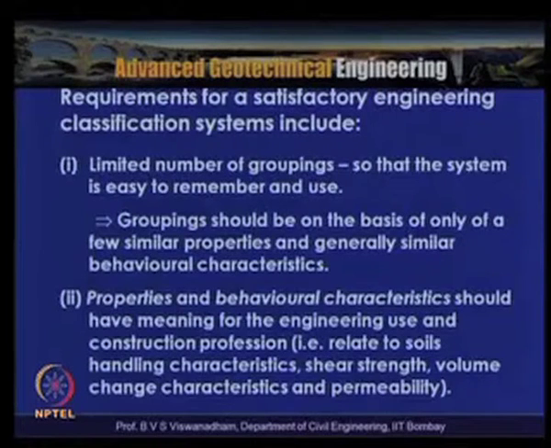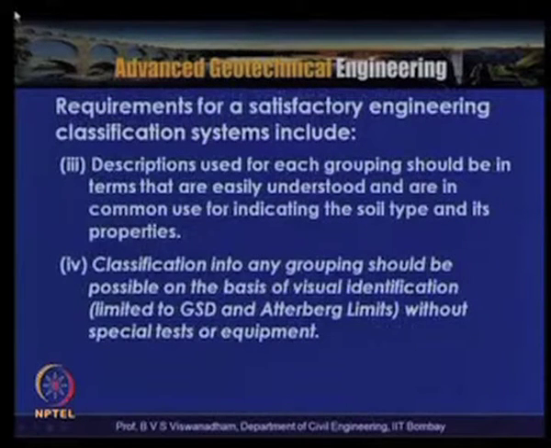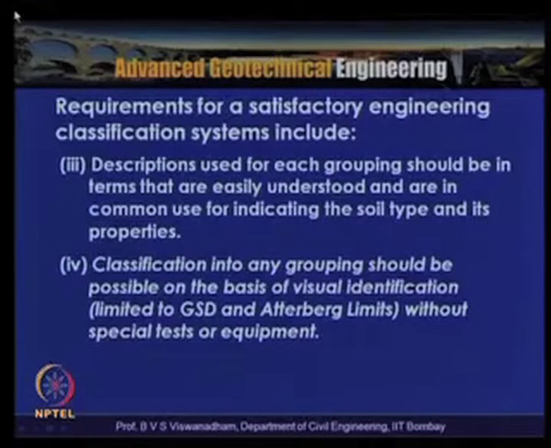So the two important requirements which we have discussed in this slide are, one, a limited number of groupings, and two, properties and behavioral characteristics should have meaning for the engineering use and construction profession. Thirdly, the descriptions used for each grouping should be in terms that are easily understood and in common use for indicating the soil type and its properties. As a fourth requirement, classification into any grouping should be possible on the basis of visual identification, limited to grain size distribution and Atterberg limits without special tests or equipment. So if we have the data of grain size distribution and Atterberg limits, the classification into any grouping should be possible on the basis of these simple tests, that is, particle size distribution data and Atterberg limit test data.